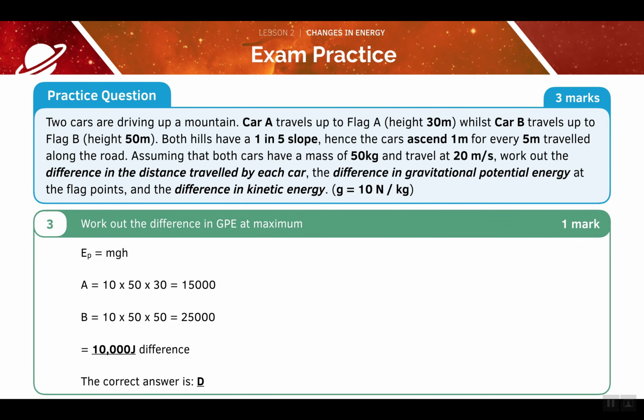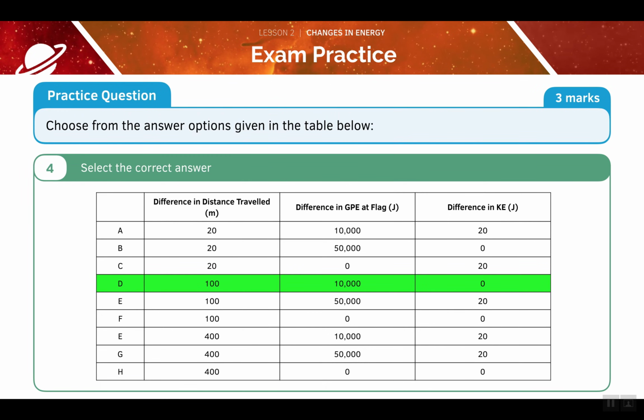This means that the correct answer to the question is D, since this is the only line that has a difference in the distance travelled as 100 and the difference in GPE is 10,000. The difference in kinetic energy we worked out at first, which is 0 joules.